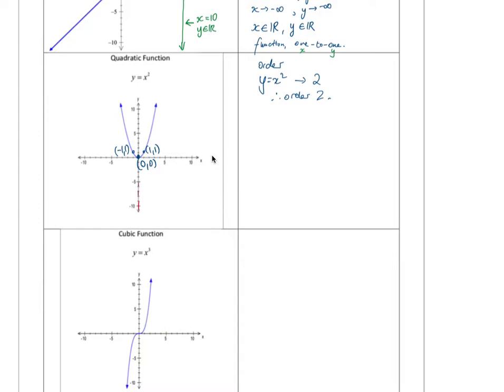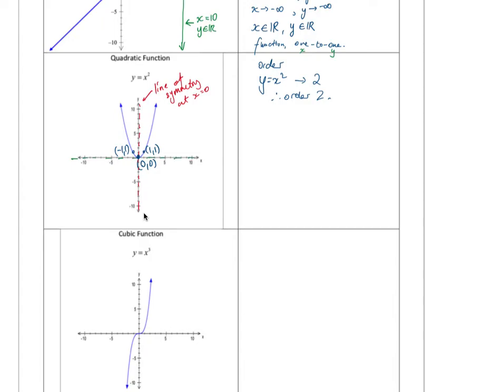Line of symmetry at x is equal to 0. There's also this line here that you can just have a look at, so y is equal to 0. We can see that the values won't go below y is equal to 0. So these are some key features you can use to help you sketch the quadratic function.